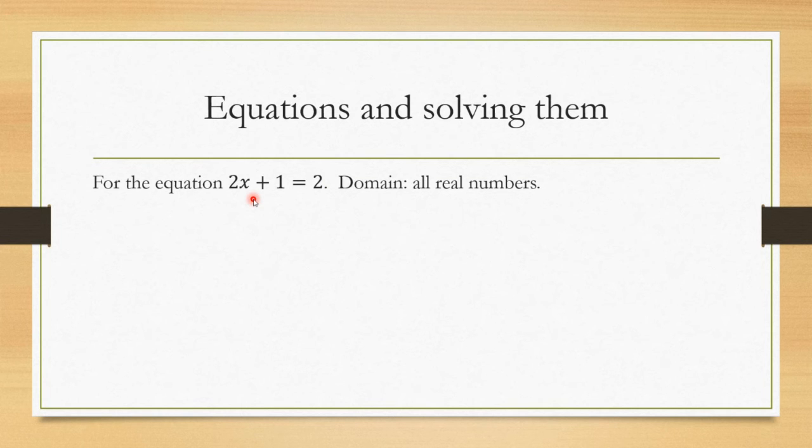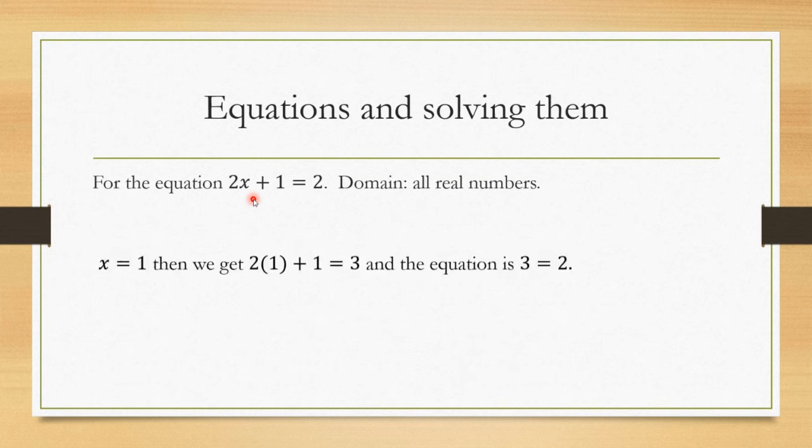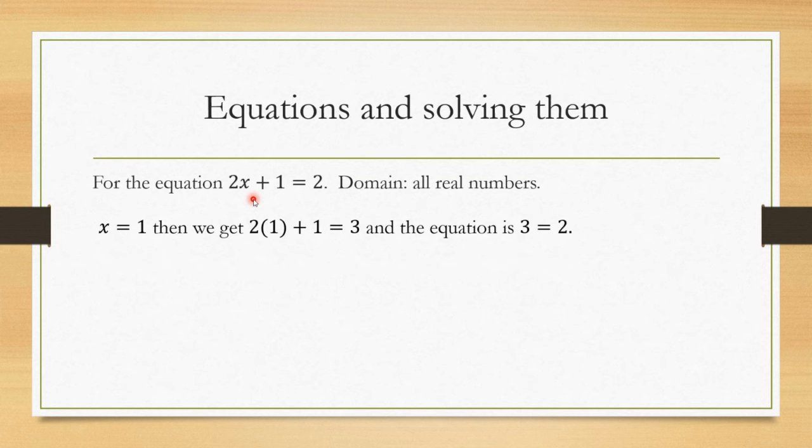But let's have some fun. Let's actually replace x with explicit numbers. So for instance, what happens if x is 1? Remember, an equation could be true or false, right? So if x is 1, the left side becomes 2 times 1 plus 1, which we know is 3. And so this equation becomes 3 equals 2. Well, that's false, isn't it? 3 is not equal to 2, so that's false.